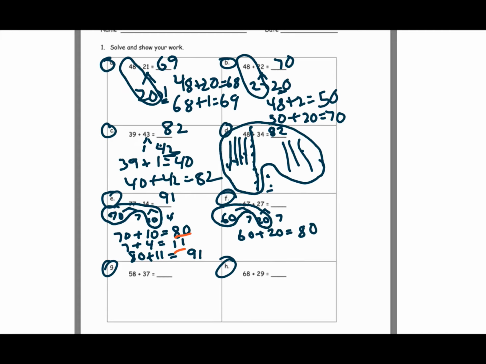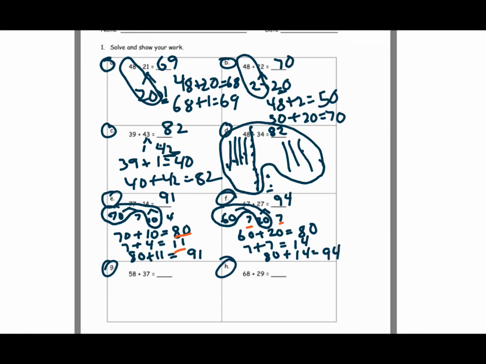And now my 1s would be 7 plus 7. So 7 plus 7, that's a doubles, is 14. So that means it's 80 plus 14 equals 94. So 67 plus 27 is 94. And let's go on to letter G.